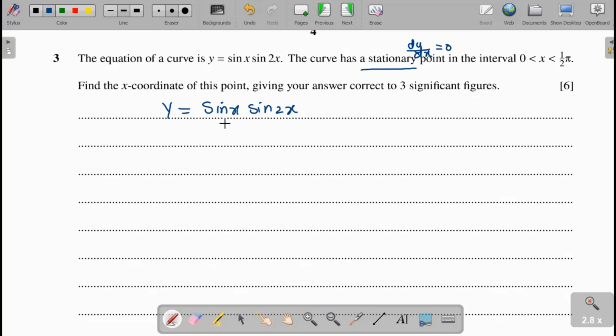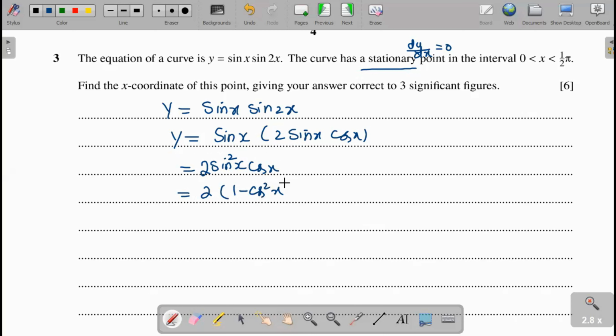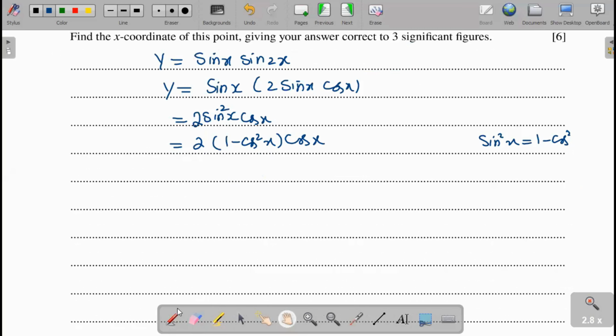Firstly, we simplify this curve. Here sin 2x can be written as 2 sin x cos x, so y is 2 sin squared x into cos x, and sin squared x can be written as 1 minus cos squared x. You know sin squared x equal to 1 minus cos squared x. Therefore, I substitute the value here. Now multiplying this, 2 cos x minus 2 cos cubed x, that is equal to y.